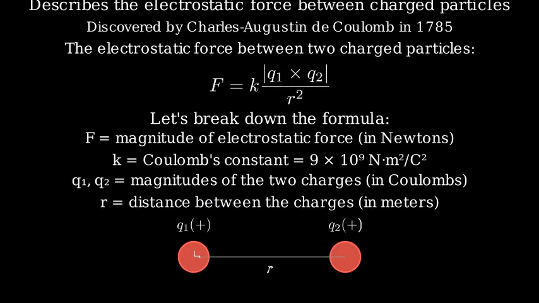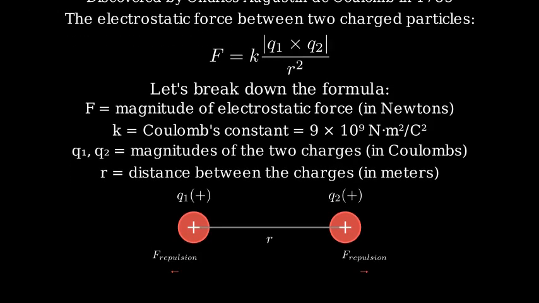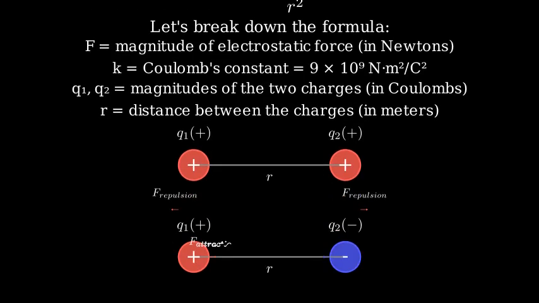Imagine we have two charges Q1 and Q2 separated by a distance r. If both charges have the same sign, they will repel each other. If the charges have opposite signs, they will attract each other.